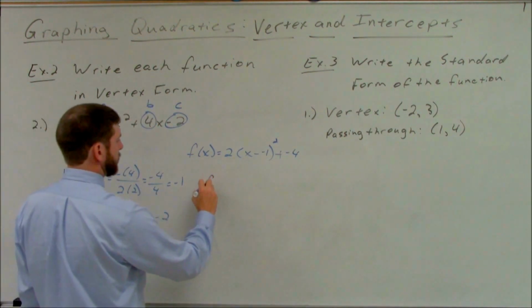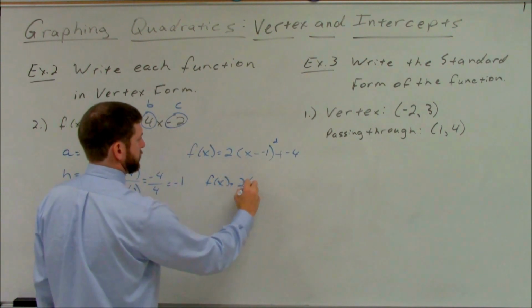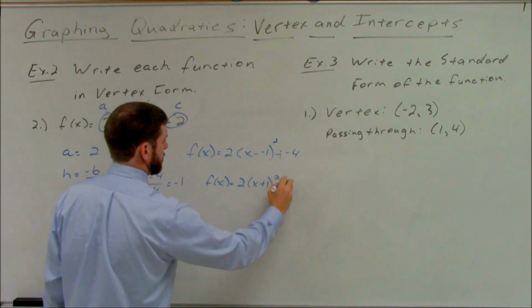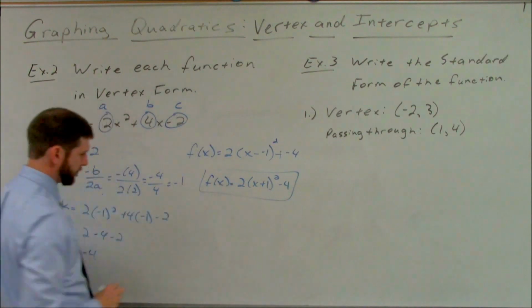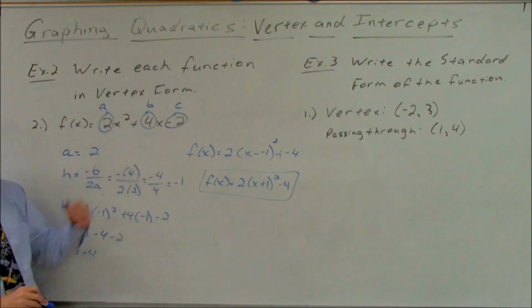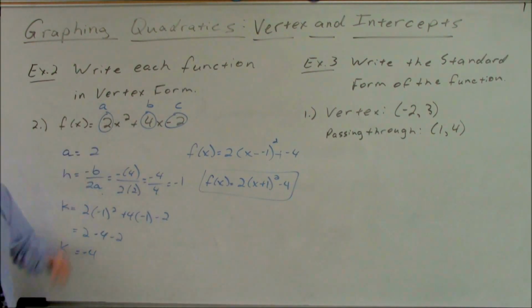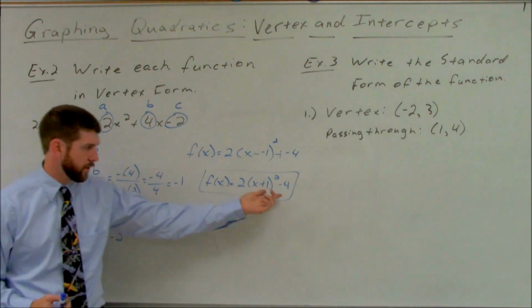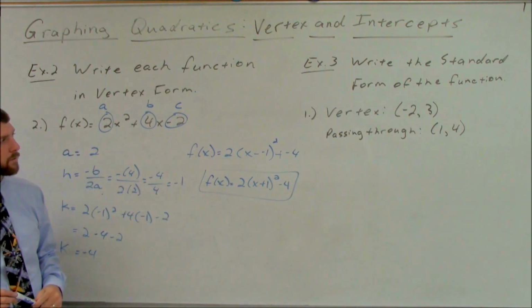And then clean it up. F of x equals 2 times x plus 1, quantity squared, minus 4. So that's the vertex form of this function that was written in standard form. So we can easily see what the vertex and the direction are from that.